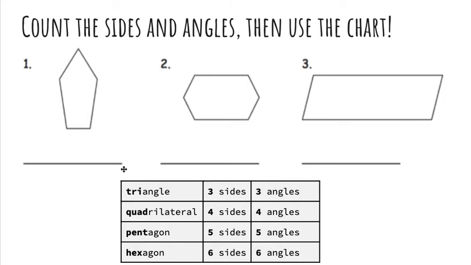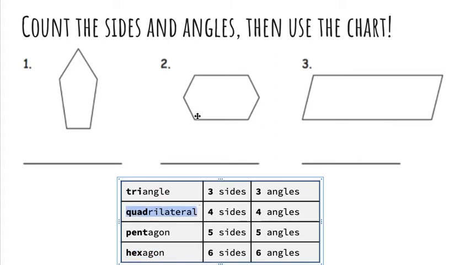All right. This first one has 1, 2, 3, 4, 5 angles and sides, so it is a pentagon. You should have picked pentagon for the first one. The second one, let's count them. 1, 2, 3, 4, 5, 6. 6 is a hexagon, so you should have picked hexagon. 3, let's count it. It's 1, 2, 3, 4 sides, and so that means it's a quadrilateral.